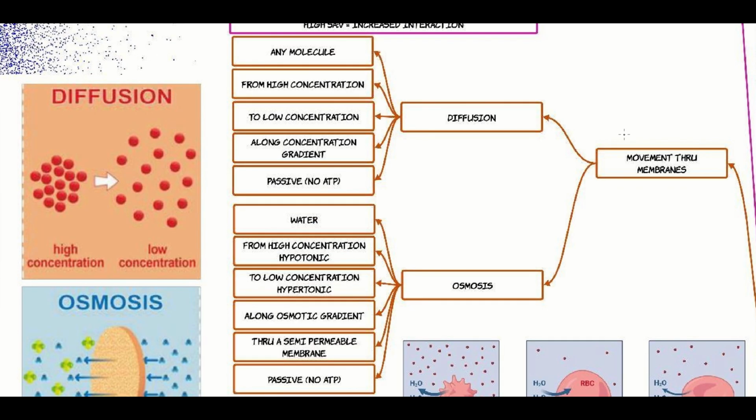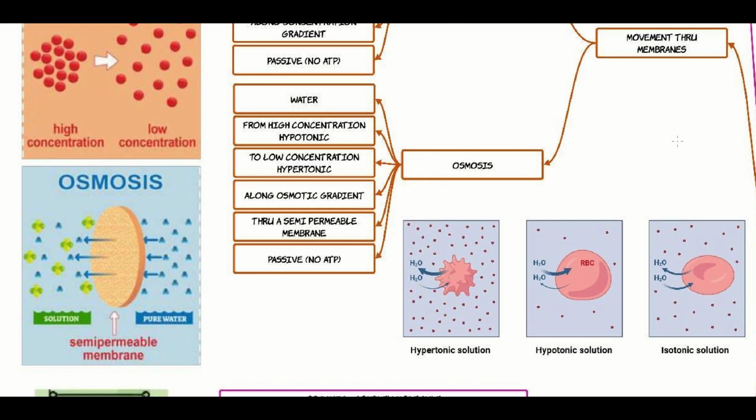So when we look at movement through membranes, the very simple one is diffusion, which is any molecule moving from a high concentration to a low concentration along the concentration gradient, and it's passive, which means it requires no ATP. In our course, we discussed osmosis, which is the diffusion of water. Water moves from a high concentration of water, which we know as a hypotonic solution, to a lower concentration of water, which we call a hypertonic solution, along the osmotic gradient through a semi-permeable membrane, and again it's passive, which means it does not require ATP.